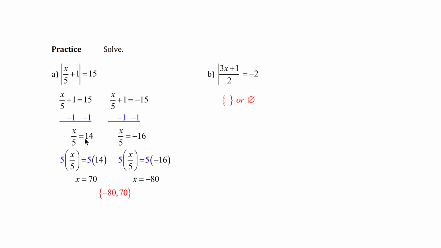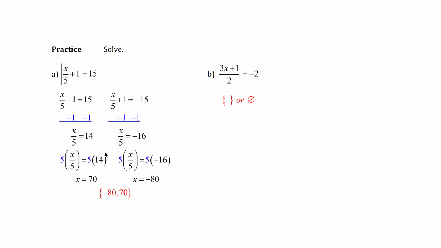From here, we get rid of the 5 underneath the x by multiplying both sides of the equation by 5. We get 5 times x over 5 equals 5 times 14. Simplifying the left-hand side, 5 times x over 5 is just going to give us x. And on the right-hand side, 5 times 14 is 70. So we get x equals 70.